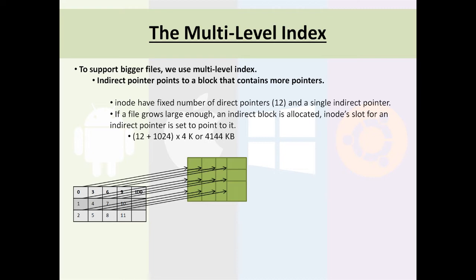So assuming you have 4 kilobyte blocks and 4 byte disk addresses, that basically adds another 1024 pointers. So the file now can grow to be 12 plus 1024 times 4K, in other words, around 4,000 kilobytes. So what do I mean by this? What does it look like?